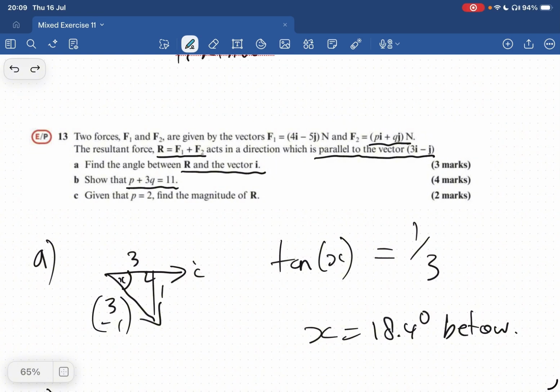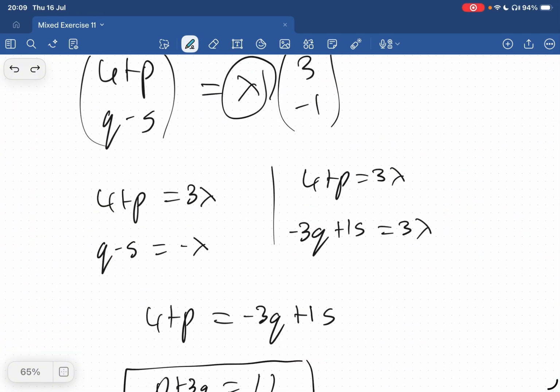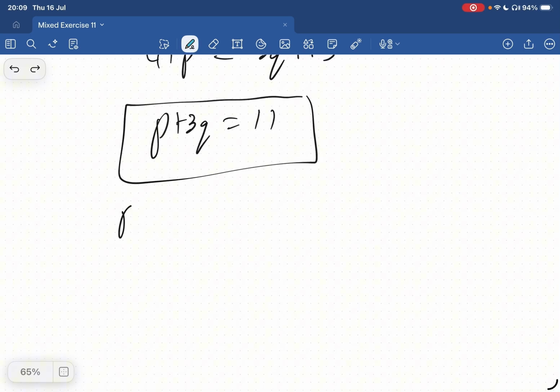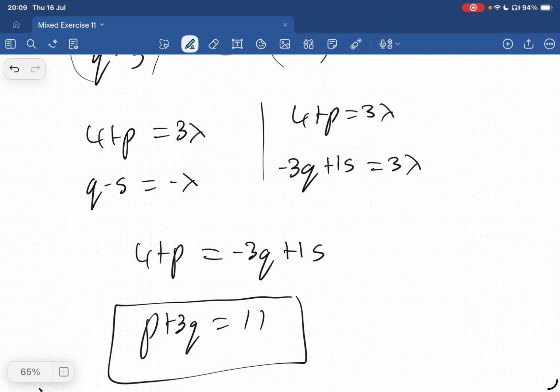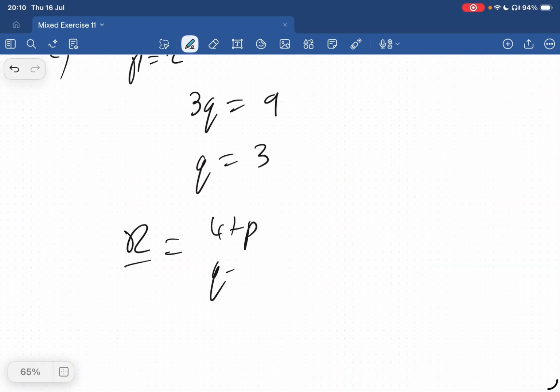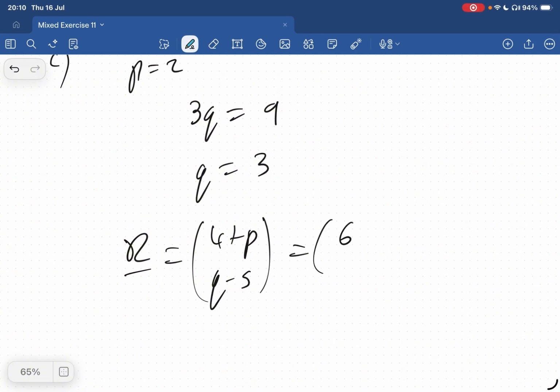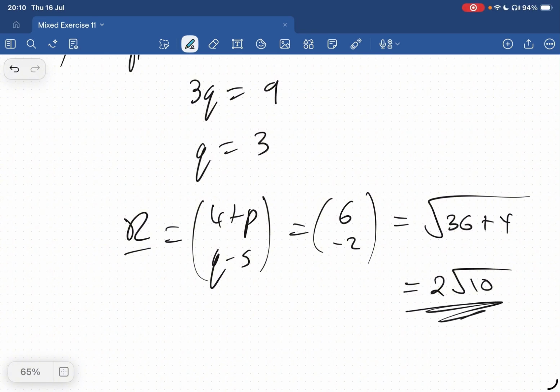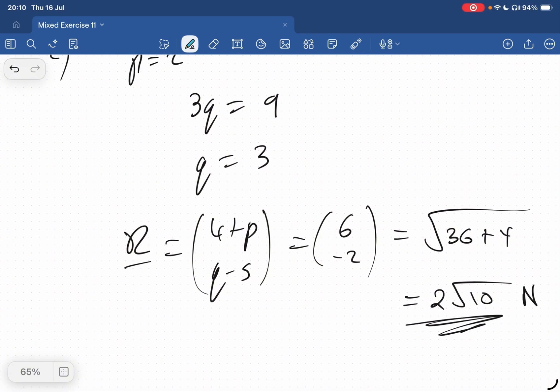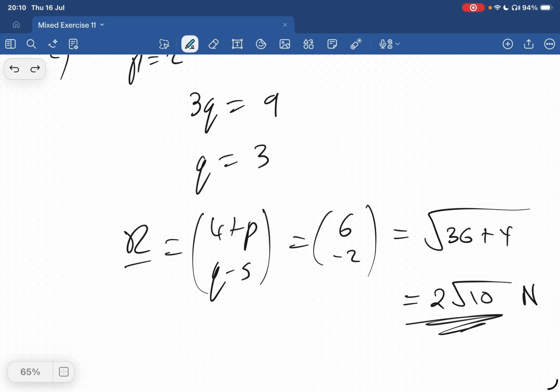Now, given that P is 2, find the magnitude of R. So P is 2, which means that 3Q equals 9, so Q equals 3. What was our resultant vector? Our resultant vector was (4 plus P, Q take away 5). We've got P, so 4 plus 2 is 6. Then we've got Q minus 5, which is -2. So this is going to be the square root of 36 plus 4. And in this chapter, if you get 2 root 10, well, about 3 out of the 14 have been that. So I think you'd be correct.